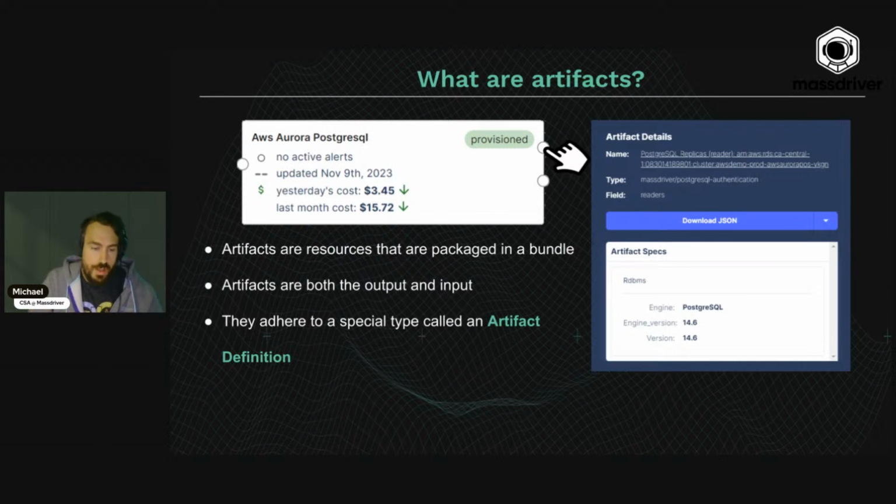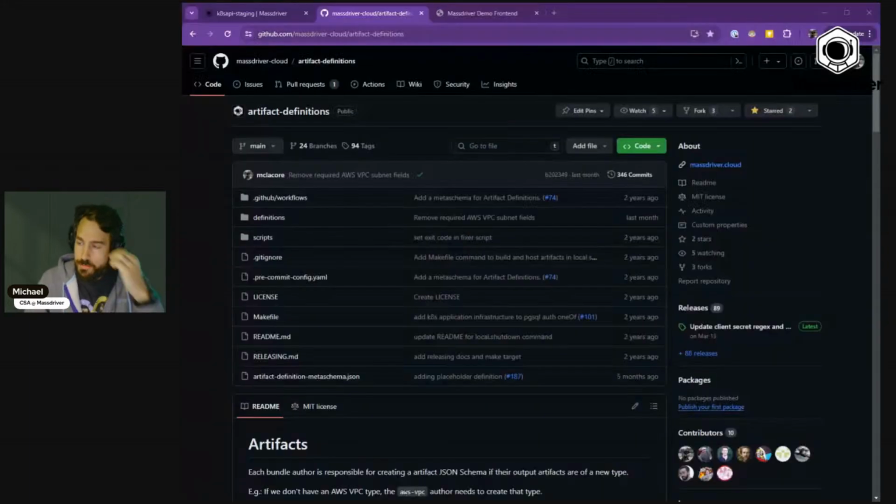So I'll go ahead and post a link to the artifact definitions repo in Massdriver into the chat here so you guys can look along with me. Let me go ahead and share the artifact definitions repo. So this is our artifact definitions repo. And again, if anyone has any questions about what I'm doing, please don't hesitate to ask in the chat.